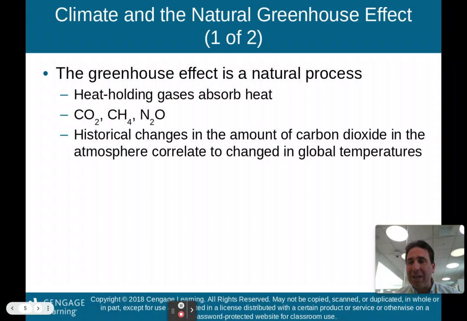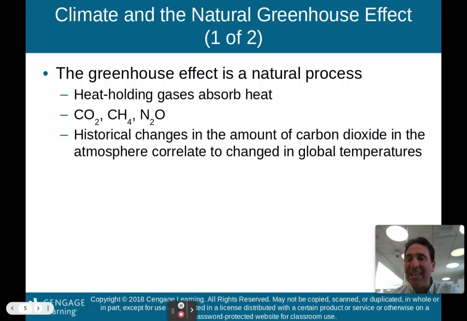So what are the three main greenhouse gases that you need to know? Carbon dioxide, CO2, methane, CH4, and nitrous oxide, which is N2O. Now, believe it or not, the number one greenhouse gas in capturing outgoing infrared radiation is water vapor. Believe it or not, water vapor traps more outgoing infrared radiation than these three greenhouse gases I just told you about. Why, though, don't we talk about water vapor?